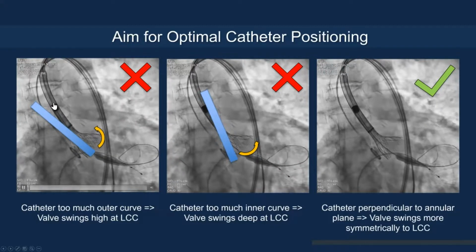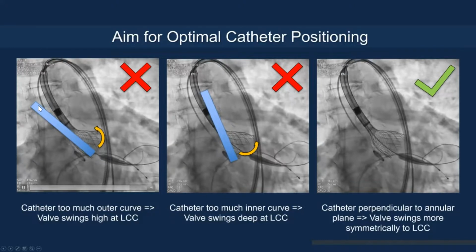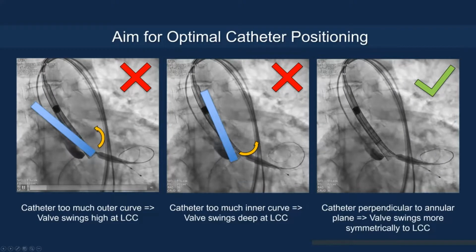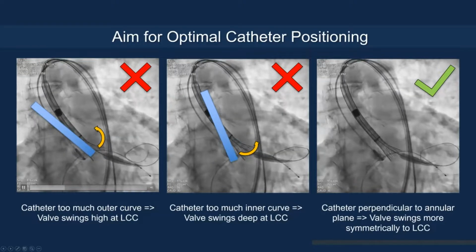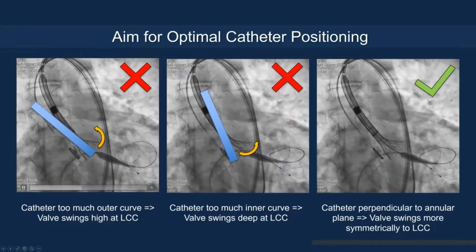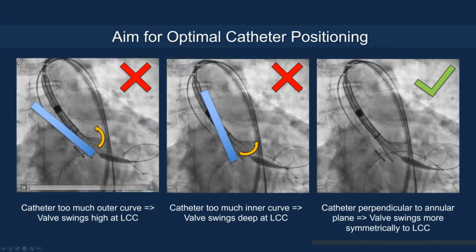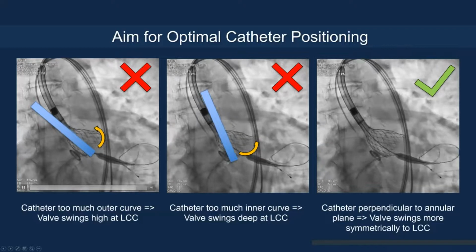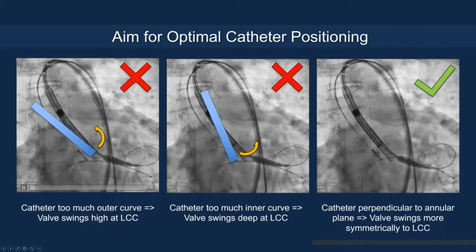Now look at the left side. This is what you do not want to do. This is simulating the blue rectangle representing the delivery catheter. You do not want to be too much on the outer curve. Why? Because as the valve starts to flower and make annular contact, you're going to be swinging upward and perhaps miss the left cusp or maybe too high in the left cusp.